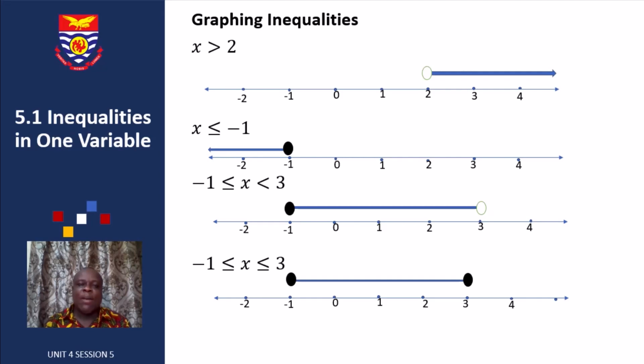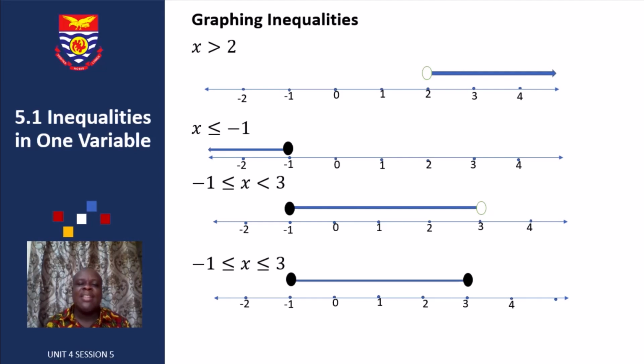Let's look at another one. x less than or equal to -1. So you go to -1 and you draw a circle. Then you are talking about all the values that are less than -1. So -2 is less than -1, -3 is less than -1. So all the values to the left of -1 are included. Then you look at the inequality and it is less than or equal to. So this time around, we are going to shade inside the circle so that the arrow will move towards the left of -1.